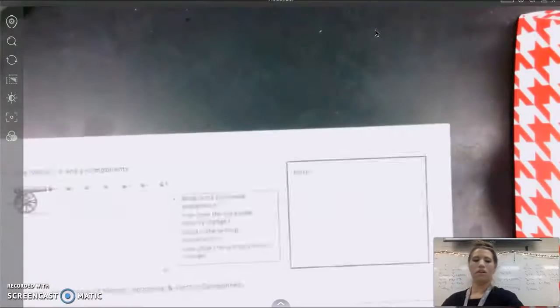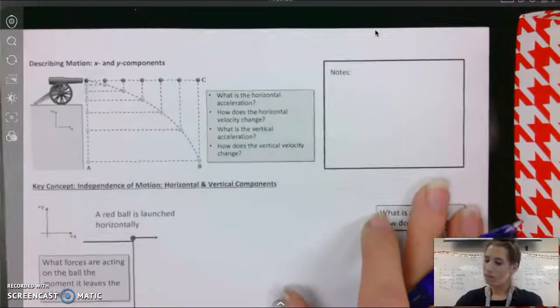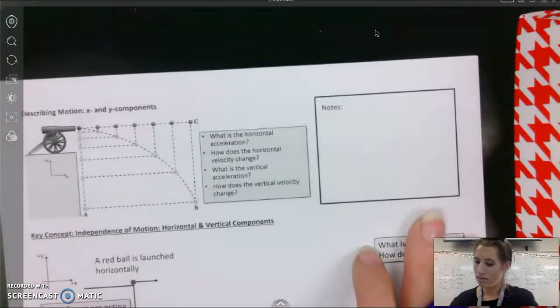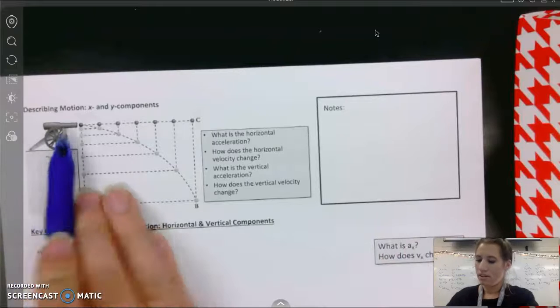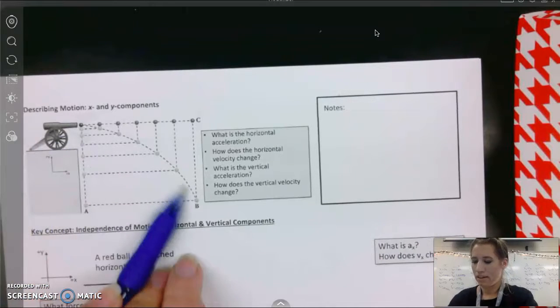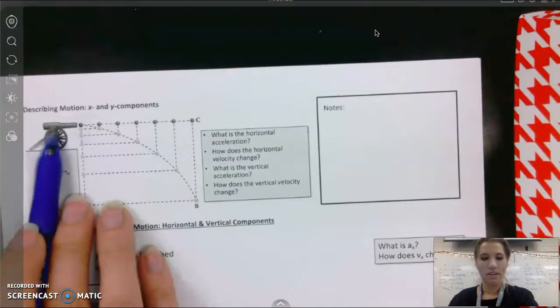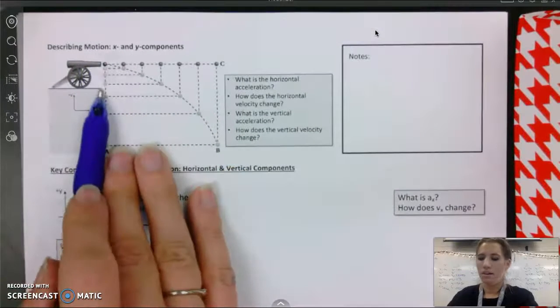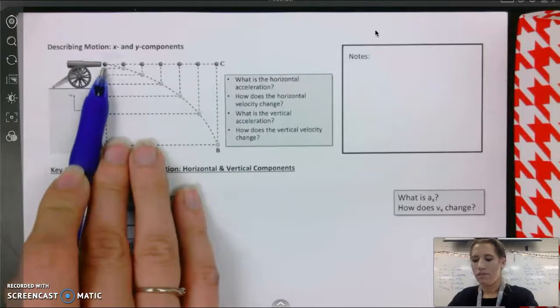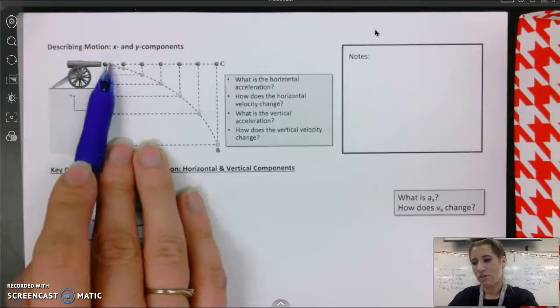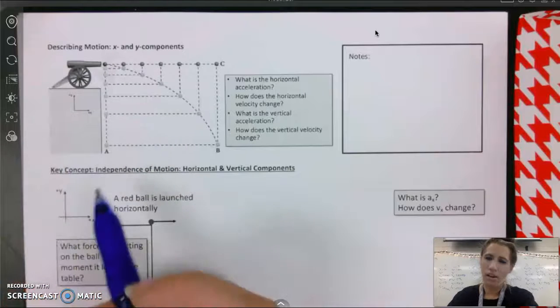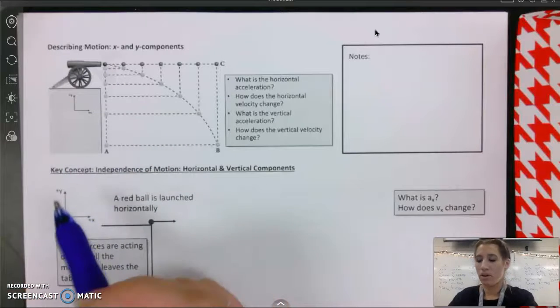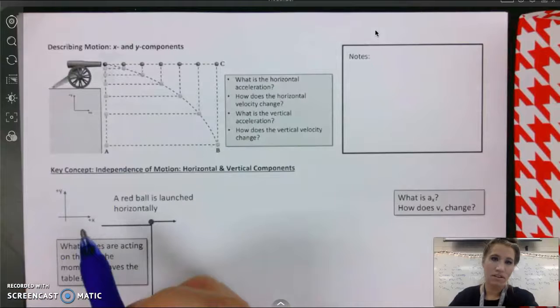Okay. Now, a couple things that we can look at here. Notice that this is the path of the cannonball, okay? And the cannon is perfectly horizontal, okay? That initial velocity of the cannonball is all in the x direction. There's no y component to it.